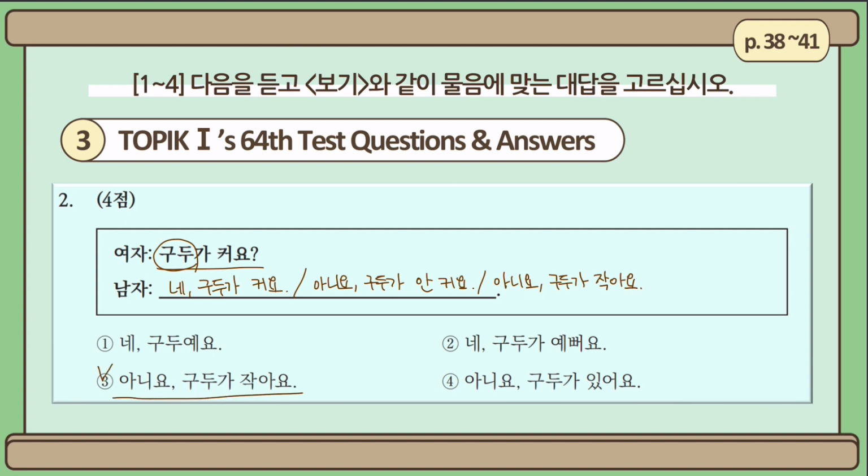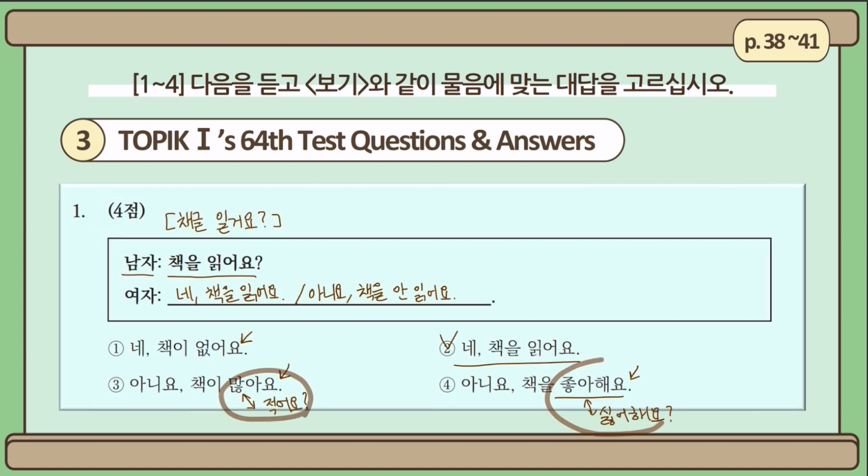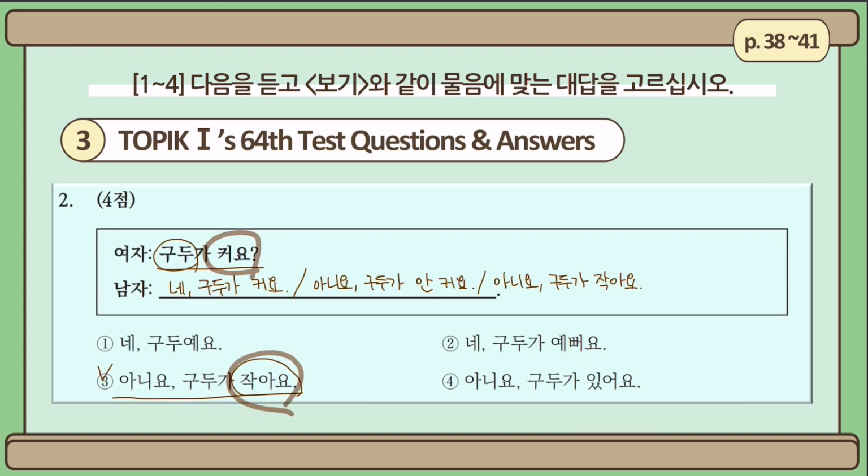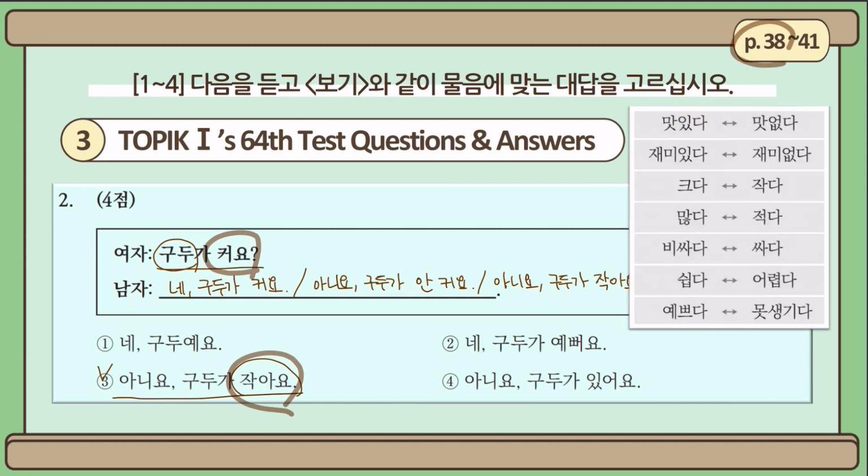아니요, 구두가 작아요. So here you can see that being well acquainted with the antonyms of Korean adjectives would be of great help in solving yes or no questions like number 1 and number 2. Some are listed on page 38 of the book, but please make your own list whenever you come across pairs of antonyms while studying. A personal list such as this would be of great help for sure.